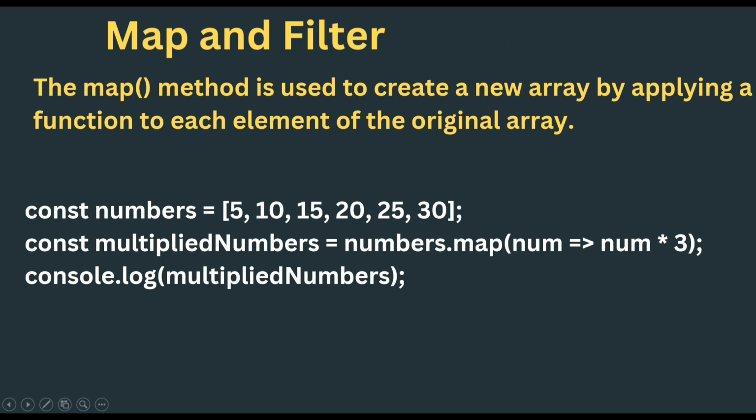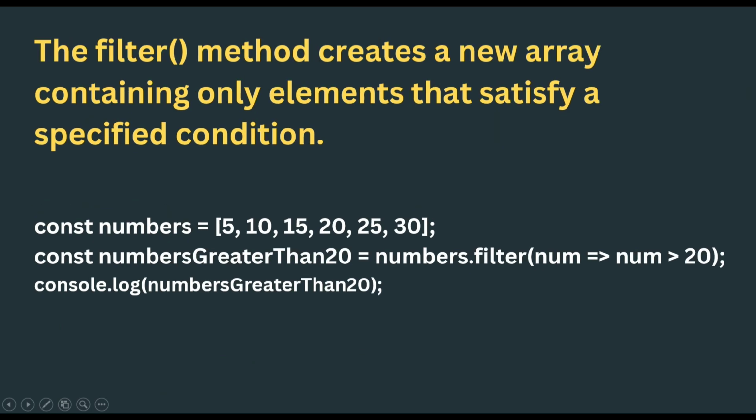Next, this is the filter. The filter method creates a new array containing only elements that satisfy a specified condition. This is the code of the filter method. In this code, we see the filter method being applied.